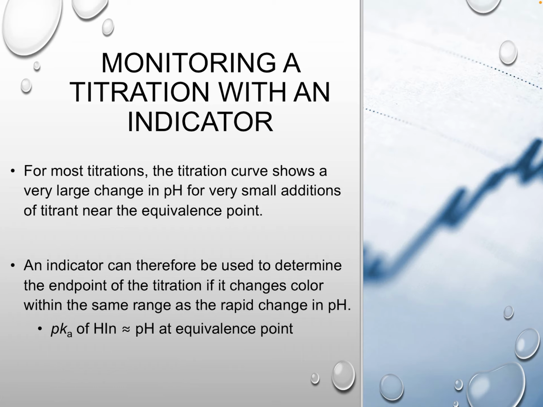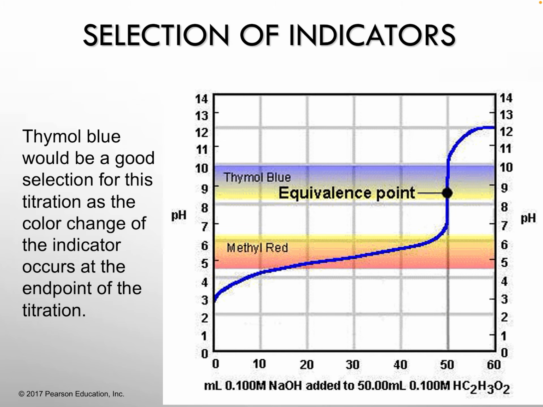So again, when we're monitoring with an indicator, we have a very large change in pH for a really small addition of titrant near the equivalence point. Even just a drop or two of additional base or acid will cause this huge jump in pH. So even though they change color over maybe 2 or 3 pH points, that's okay because we're still going to see a very sharp change in color. But again, we want the pKa of the indicator to equal the pH at the equivalence point.